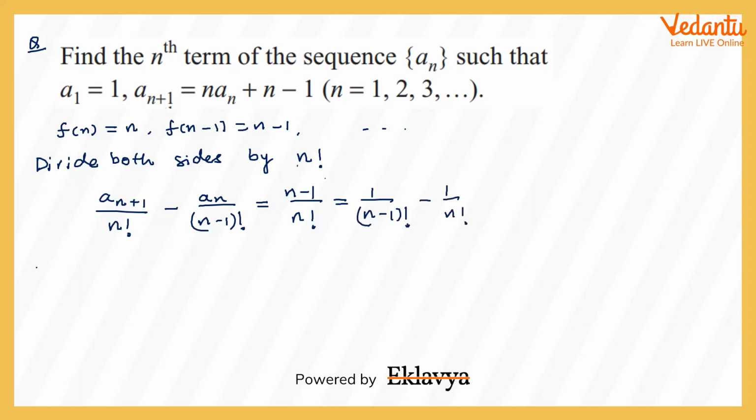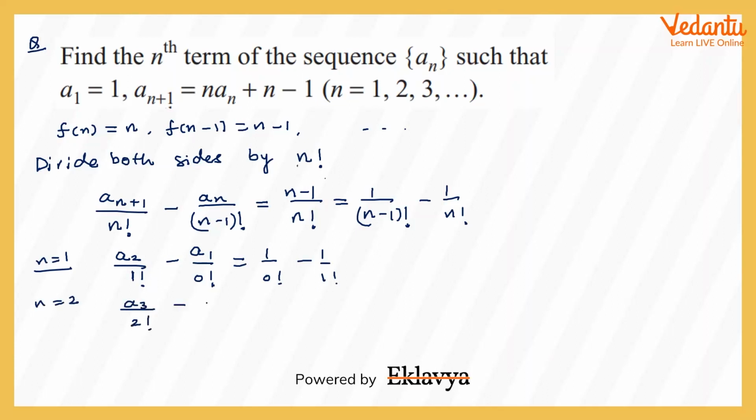Now if I write n is equal to 1, this will become a2 upon 1 factorial minus a1 upon 0 factorial is equal to 1 upon 0 factorial minus 1 upon 1 factorial. If I write n is equal to 2, this will become a3 upon 2 factorial minus a2 upon 1 factorial, and this will be equal to 1 upon 1 factorial minus 1 upon 2 factorial and so on.